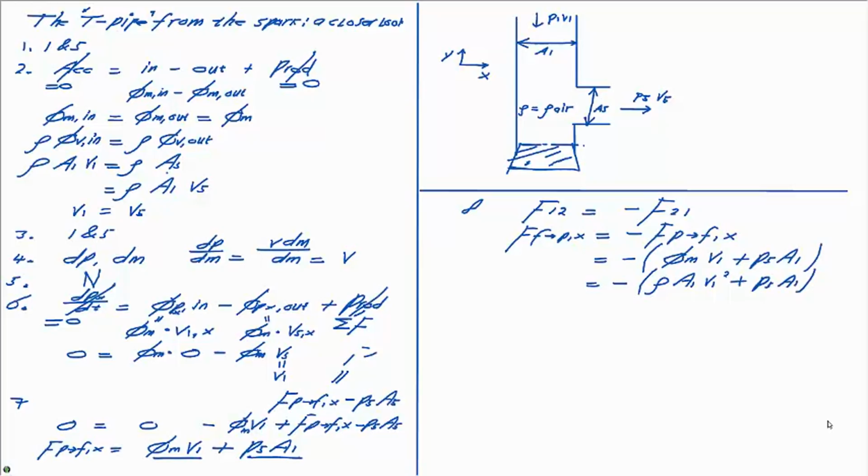And you can quickly see that both these terms must be positive, so that F on P in x must be negative. So it is pointing in the negative x direction. This is in accordance with what we saw in the Spark, where the T-pipe moved in the negative x direction.